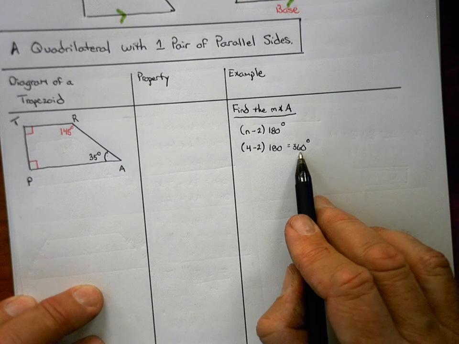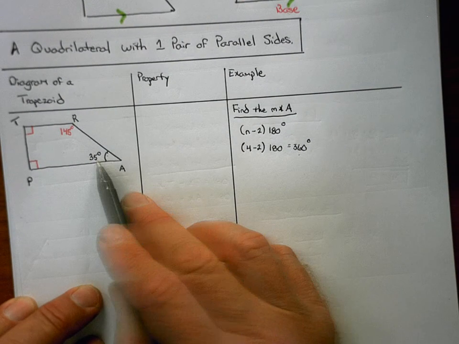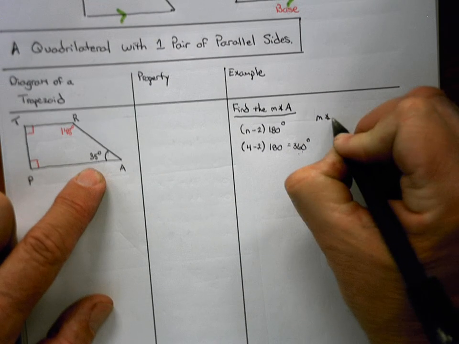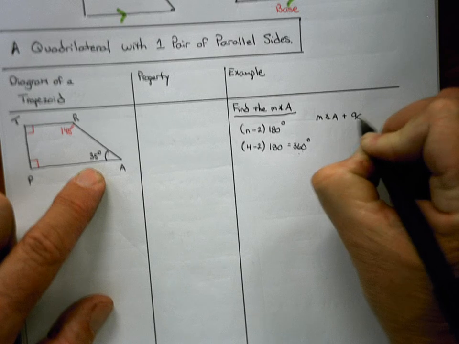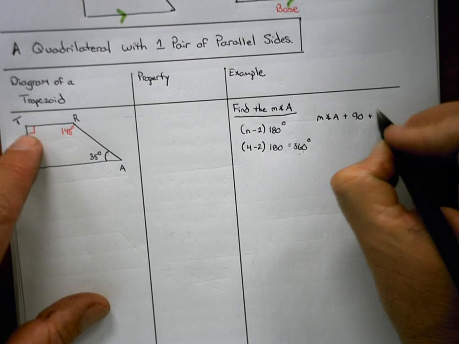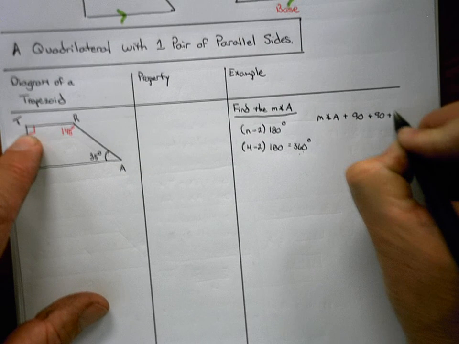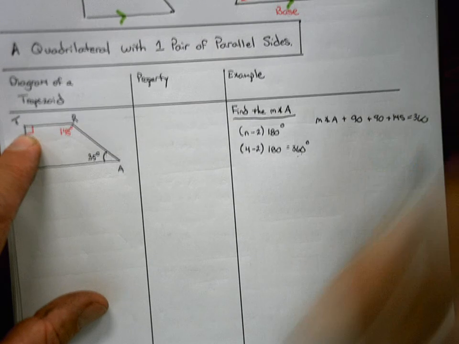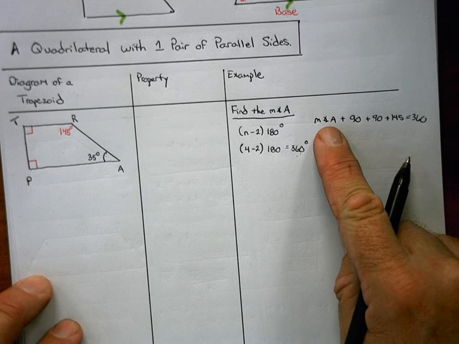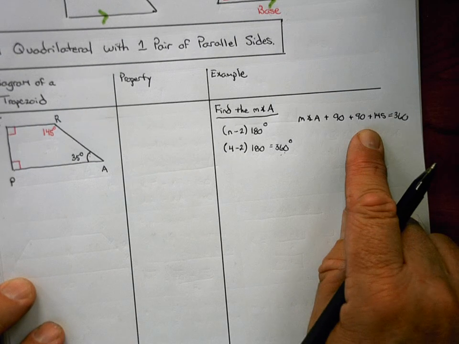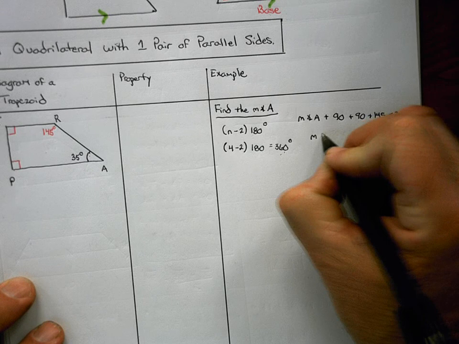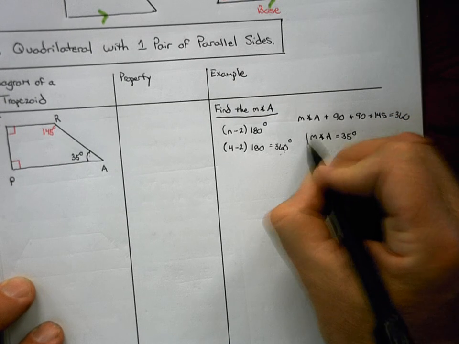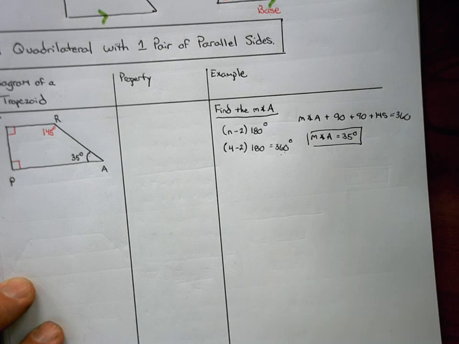Okay, now that's not your answer. The answer is 35, but what that 360 means is that the measure of angle A plus the 90 plus the other 90 plus the 145, if you added all those up, they would have to equal 360. That's what that 360 means. Okay? And then what Alex did, and what the rest of you did, was you solved this out, and you got the measure of angle A to be 35 degrees. But that would be the actual math that you had to do to find it.